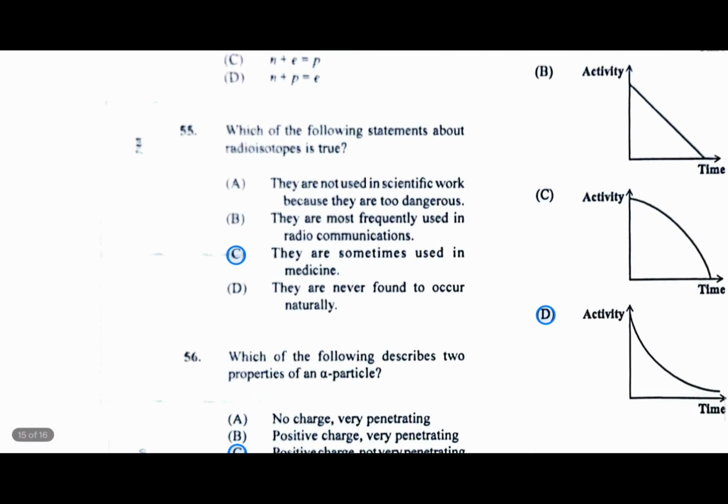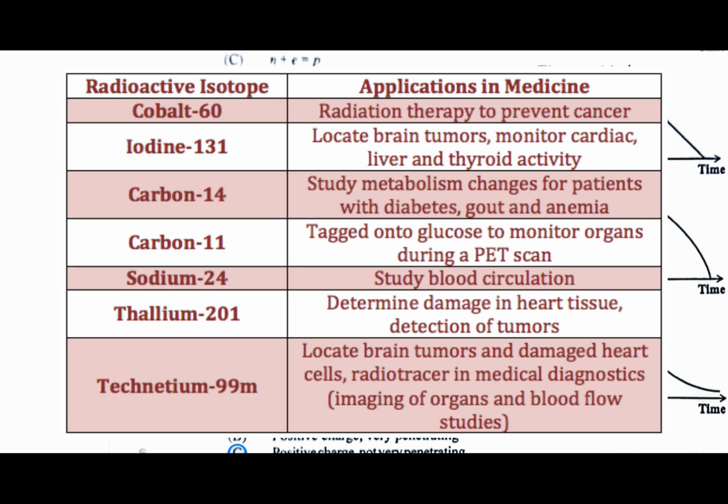55. Which of the following statements about radioisotopes is true? C. They are sometimes used in medicine. I'll provide a list here of some commonly used radioisotopes in medicine in case it comes for the paper one.